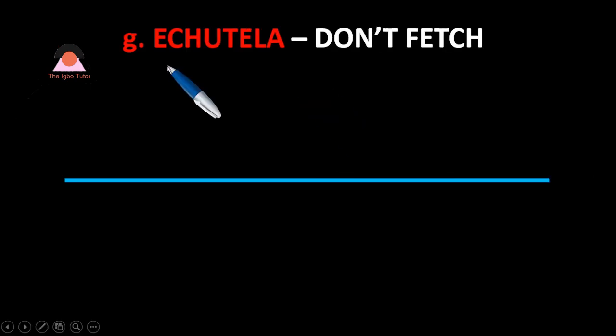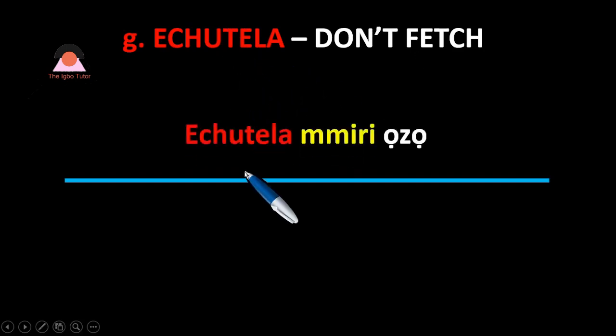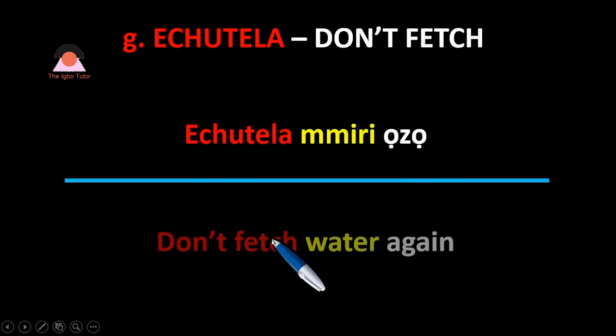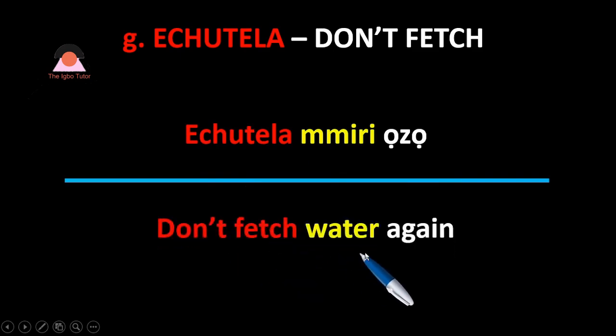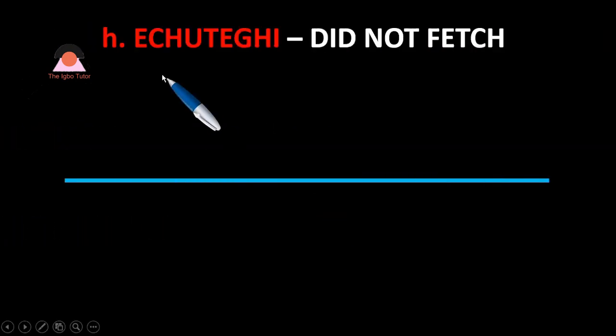And the next is echutela. Okay, an instruction, don't fetch. Echutela. Let's look at the sentence. Echutela mmiri ọzọ. It's okay, it's enough. Echutela mmiri ọzọ, which means don't fetch water again. It's enough. Don't fetch water again. Echutela mmiri ọzọ. Move on to echutei, a report, did not fetch.